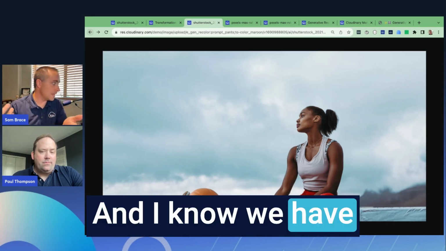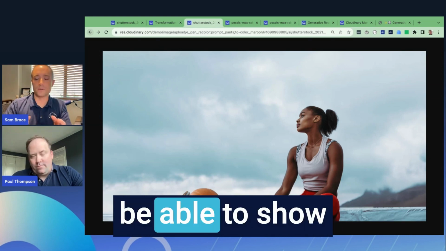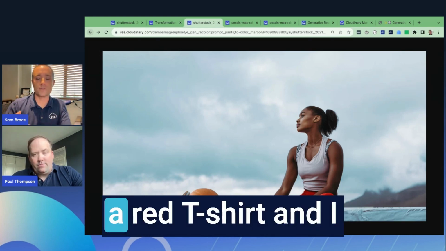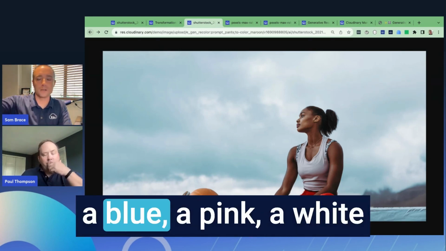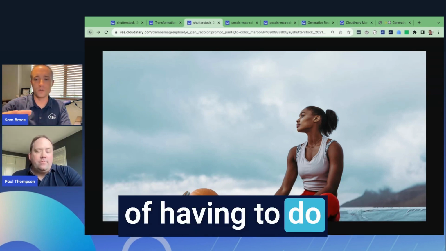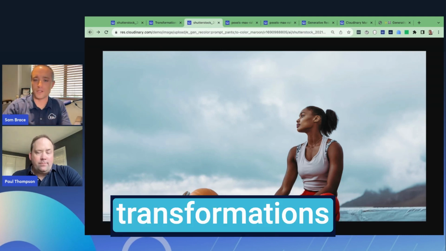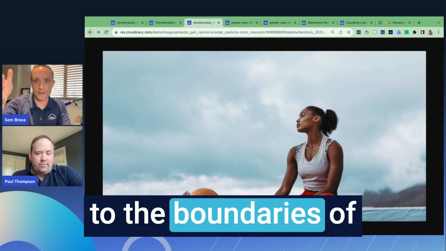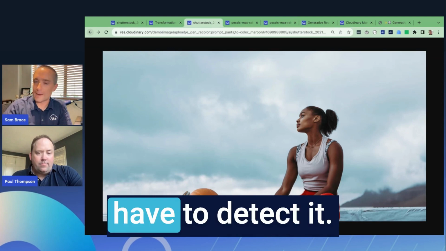And I know we have lots of customers that use us to be able to show off products. Let's say I have a red t-shirt. I want to show a green, a blue, a pink, a white one. And now, instead of having to do these more manual transformations where we're trying to make sure they apply to the boundaries of that object, it's going to have to detect it.